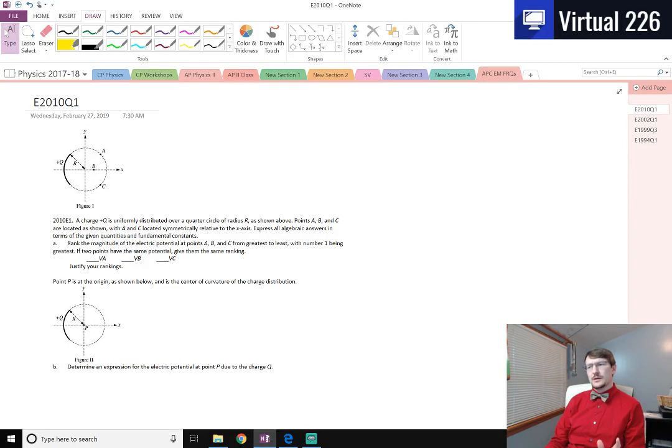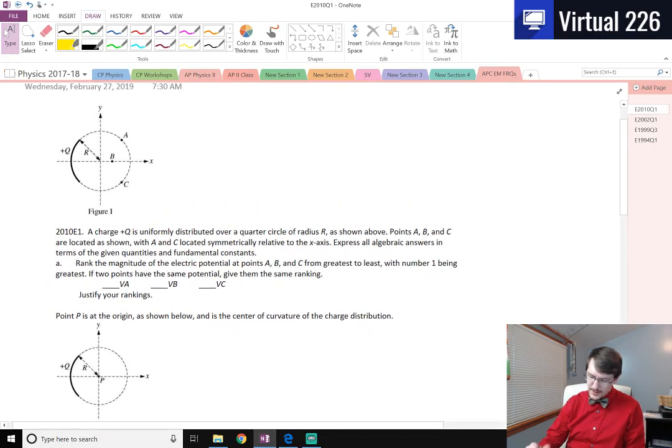We're looking at AP Physics C, Electricity and Magnetism. We're specifically looking at the 2010 free response question, question 1. And here it is.